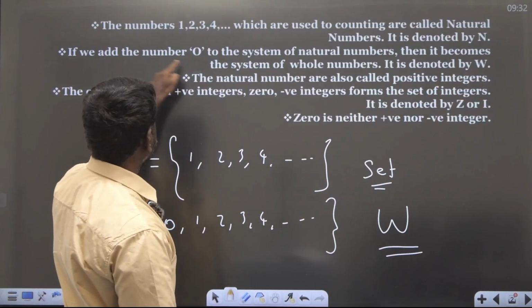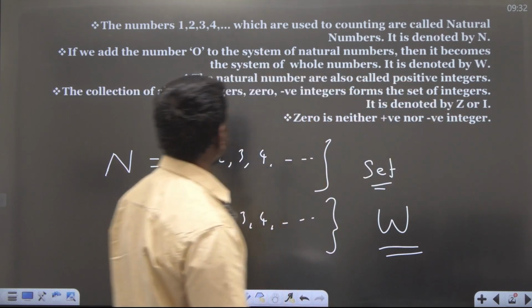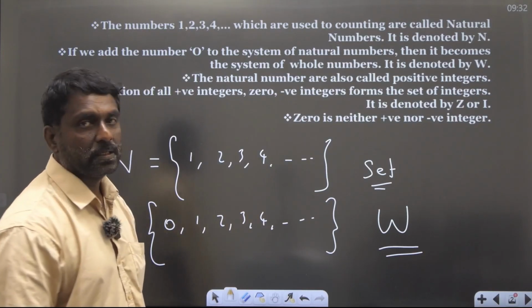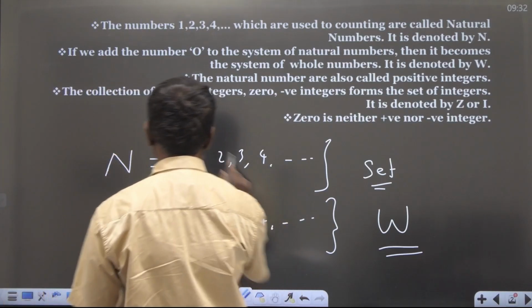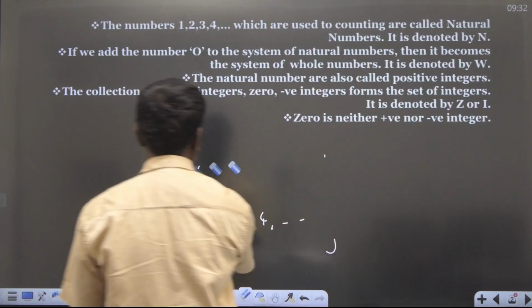If we add the number 0 to the system of natural numbers, then it becomes the system of whole numbers. It is denoted by W. Okay. And what is next?